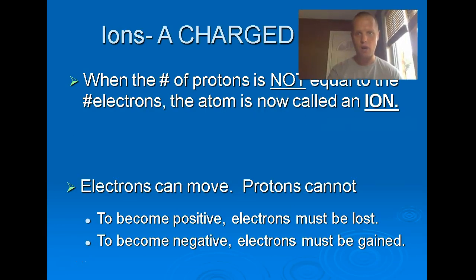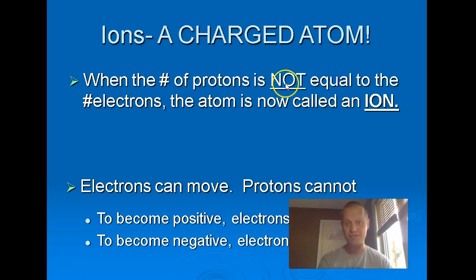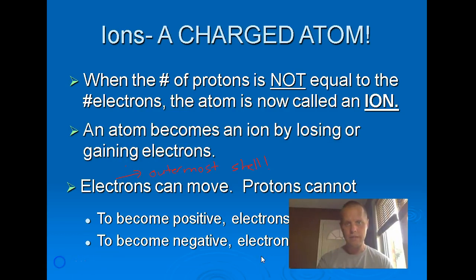So ions are charged atoms. When the number of protons is not equal to the number of electrons, the atom is now called an ion. Now, electrons can move because they're in the outermost shell. And an atom becomes an ion by either losing electrons or gaining electrons.